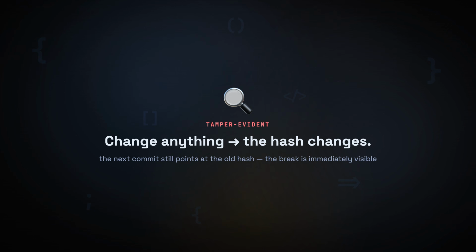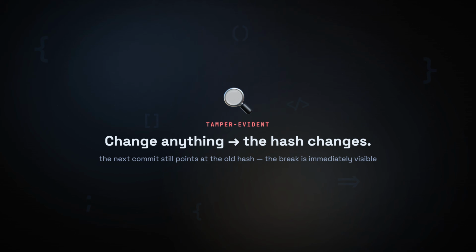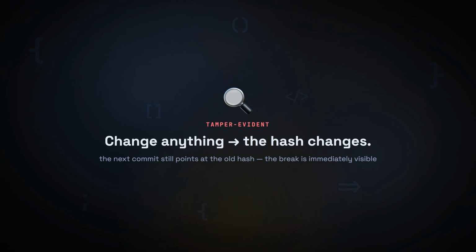This naming scheme gives Git a powerful side effect. It's tamper-evident. Suppose someone secretly changes one character in an old commit, maybe the message or a single line of code. The contents are now different, so the hash is different, so it's a different object with a different name. But the commit after it still points to the old hash, and that pointer no longer resolves. The break is immediately visible. You cannot quietly rewrite the past.